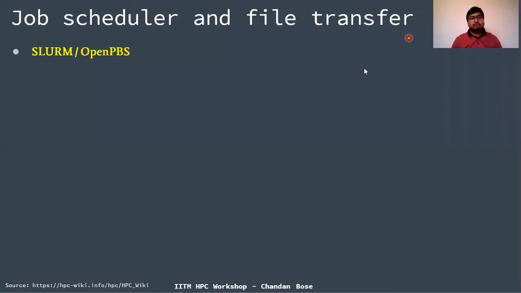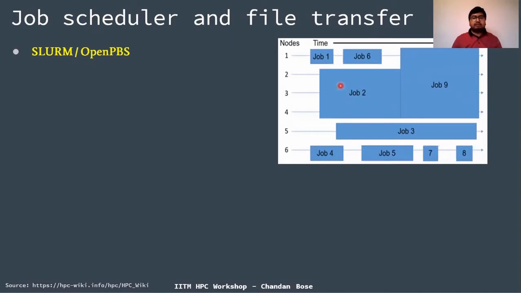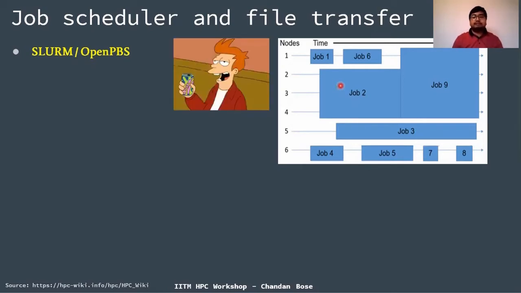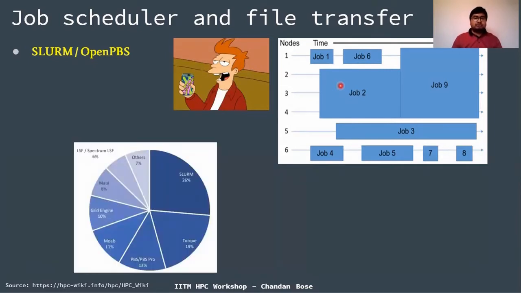Popularly used job schedulers are Slurm and OpenPBS. The task of a job scheduler is to allocate resources to a particular job based on the requested number of processors and nodes, the simulation time, and also the priority of that particular user. By the way, Slurm is the name of a popular energy drink. From these distributions of the users throughout the world, it can be seen that Slurm is used by most of the users, almost 26% of all the HPC systems throughout the world.